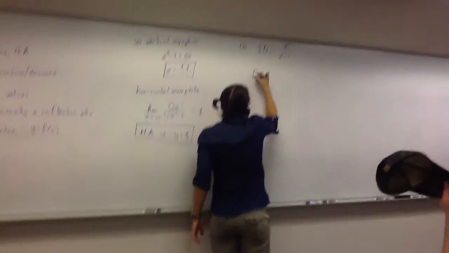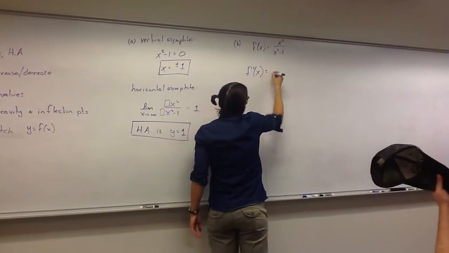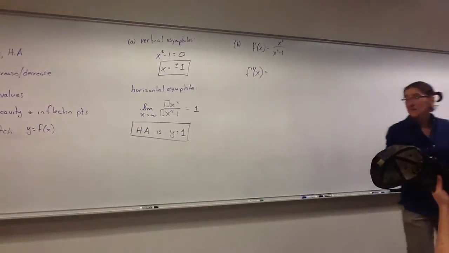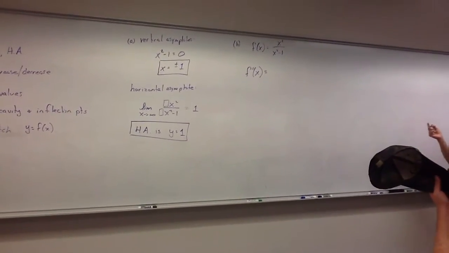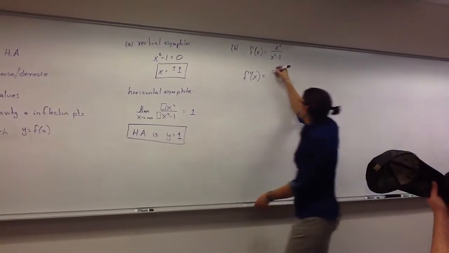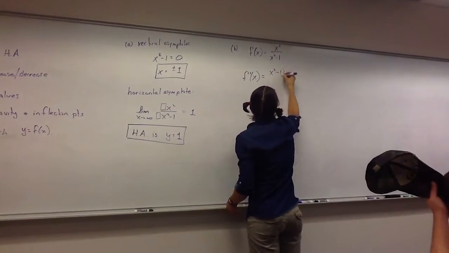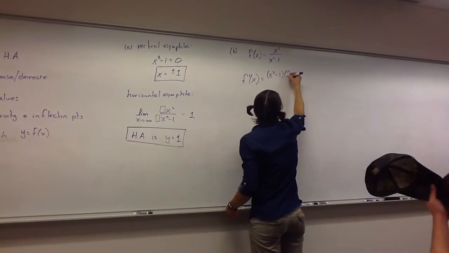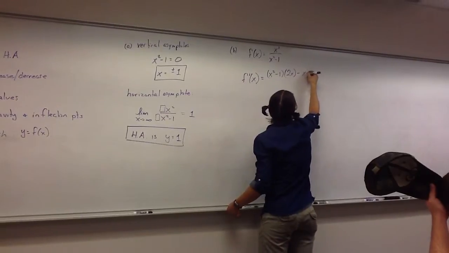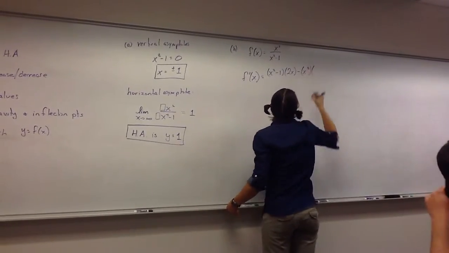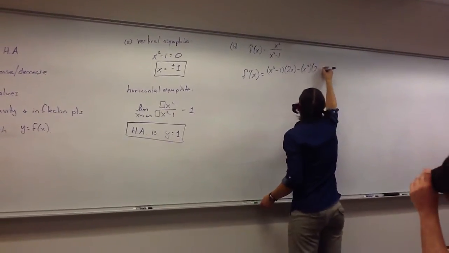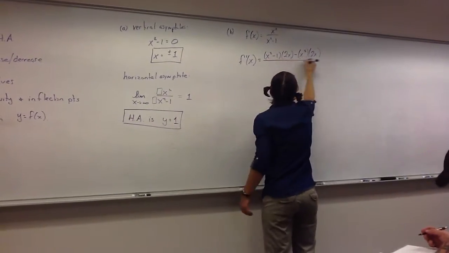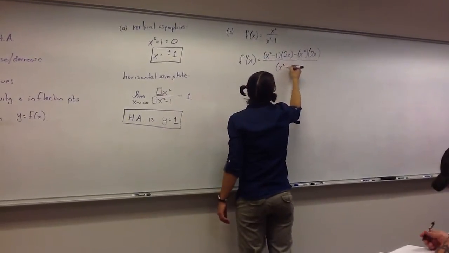So we'll take our derivative, f prime of x. And when I take my derivative, I'm going to have to use the quotient rule on this thing. So we have low, x squared minus 1, d high, 2x, minus high, x squared, d low, 2x. Draw the line and square below.